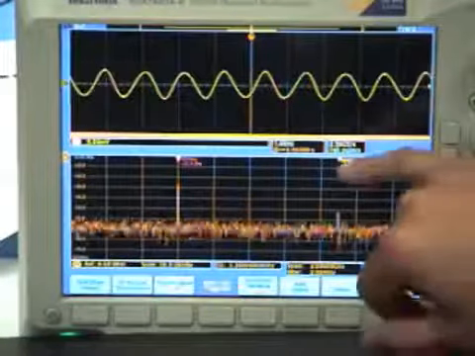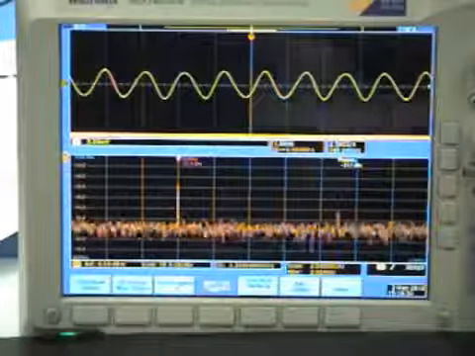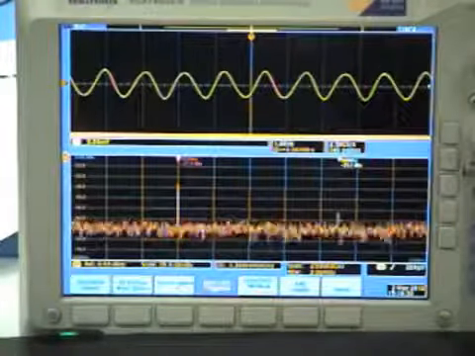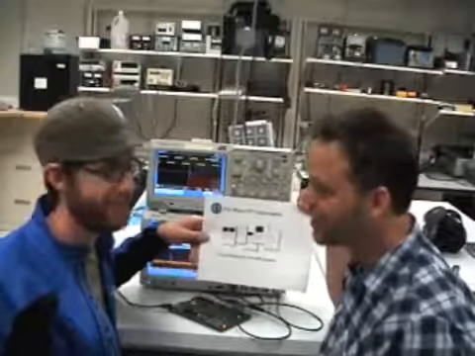So you put the marker in here, or did it mark it for you? It marked it for us. How convenient. So that tells us it's probably harmonic distortion. So this concludes our video on FFT.